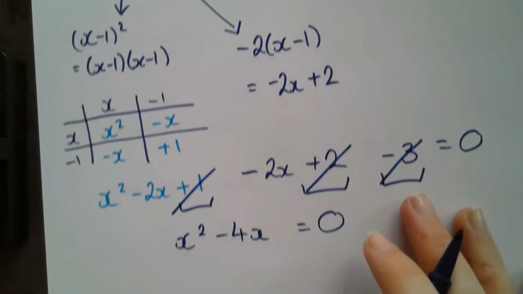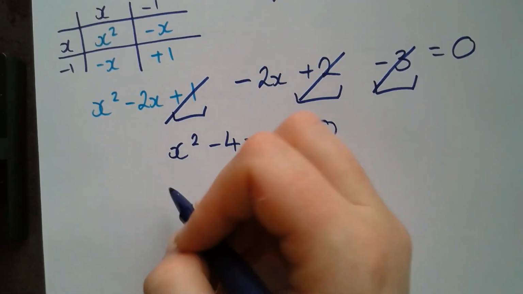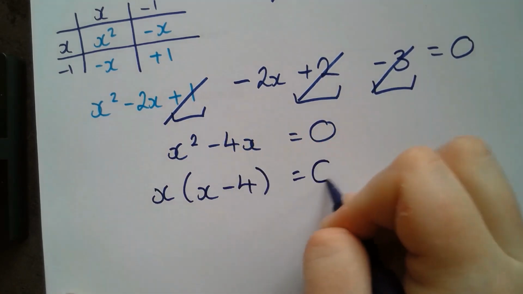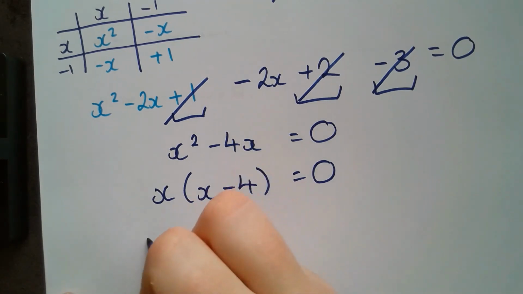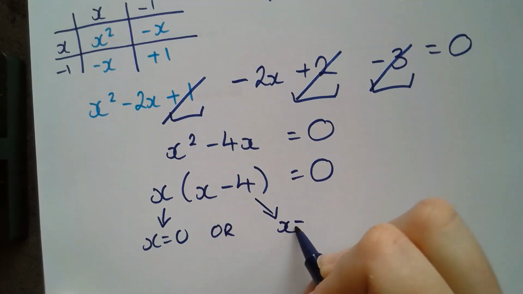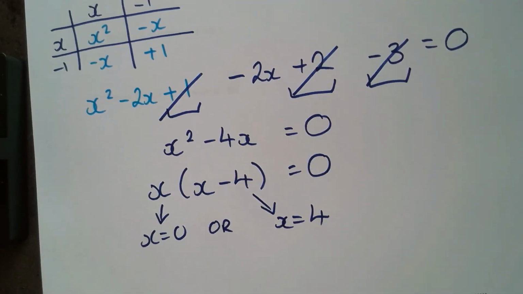To solve this, what we need to do is then factorise. Factorising gives us an x on the outside and then (x − 4) in a bracket. That means that either x is 0 for this section here, or x is 4 to make that bracket 0. And then we're solved.